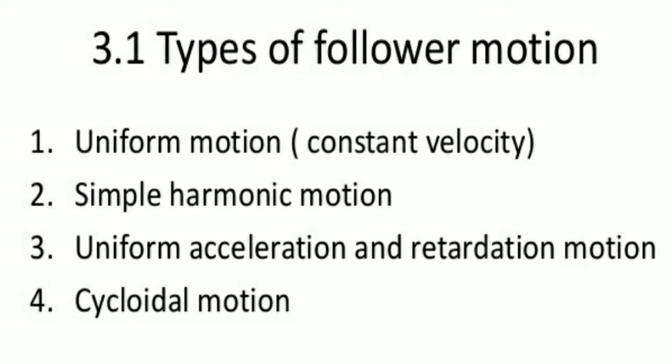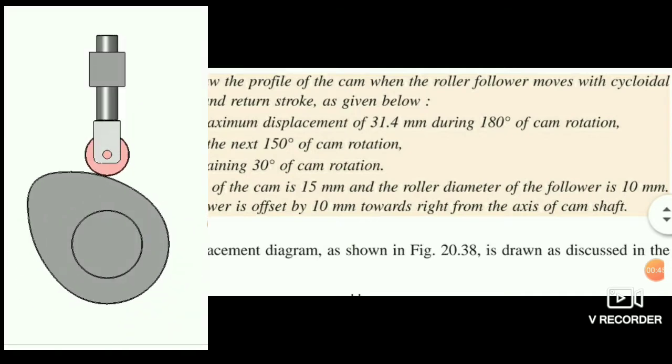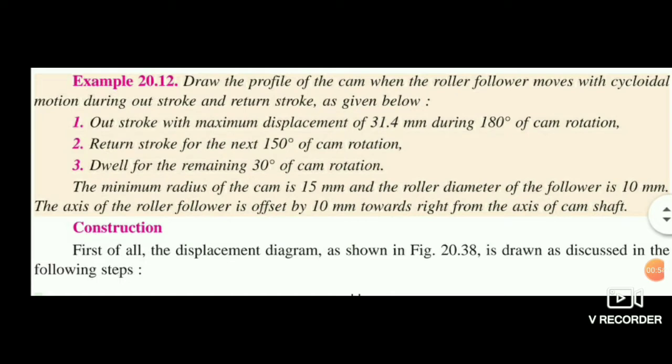In this question we'll see the fourth type, that is the cycloidal motion. So we'll see the question. They have given: draw the profile of the cam when the roller follower moves with the cycloidal motion during outstroke and return stroke. So here two important points are given. One is the follower we are using is a roller follower, and in outstroke it is cycloidal motion, as well as in return stroke it is cycloidal motion. So only cycloidal motion is what we have to consider over here.